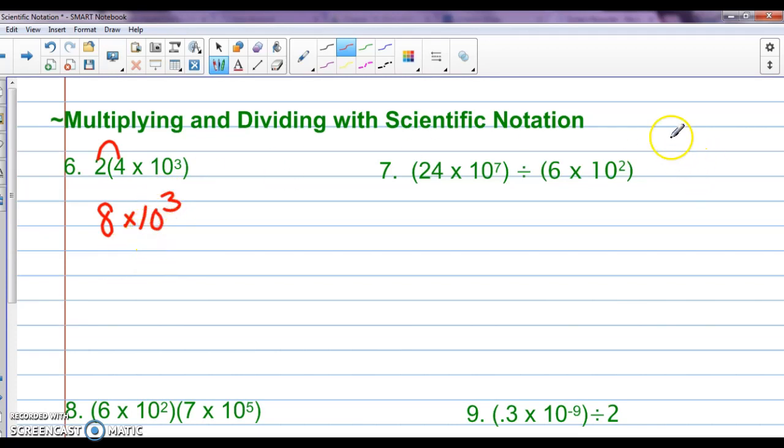We need to double check that our a is greater than or equal to 1, but less than 10. And since 8 does fit that, we're able to leave it as 8 times 10 to the 3rd power.